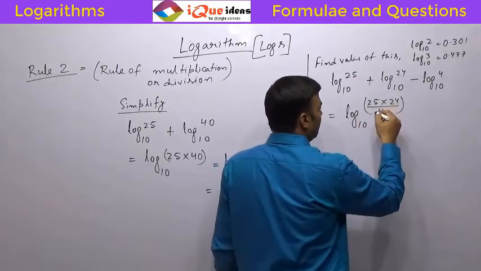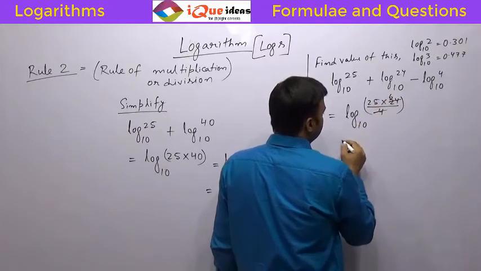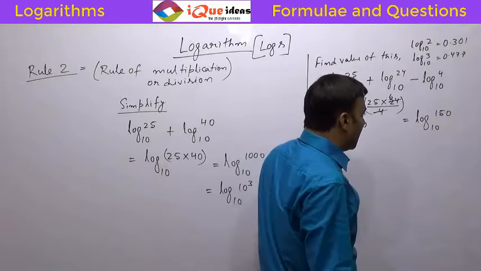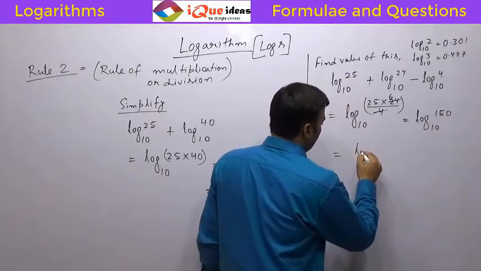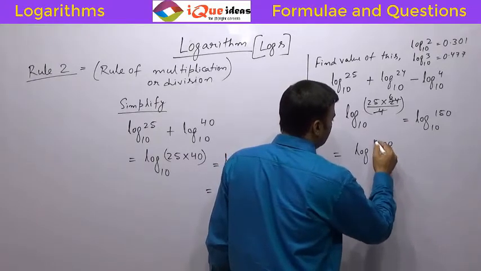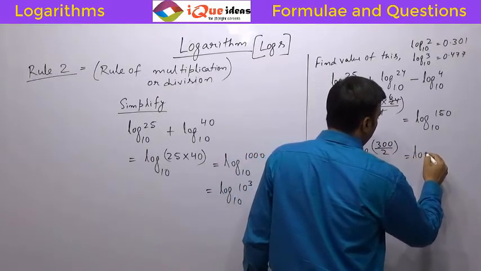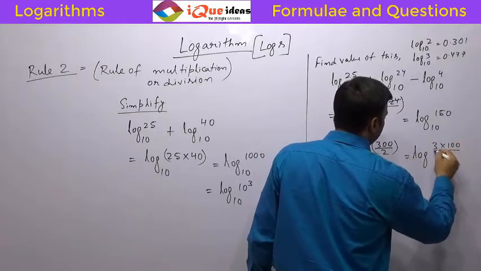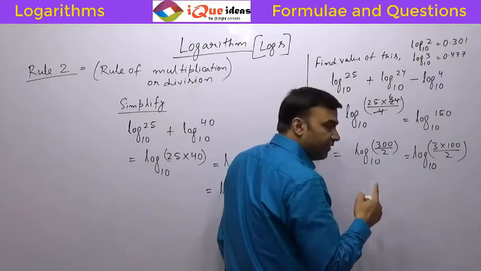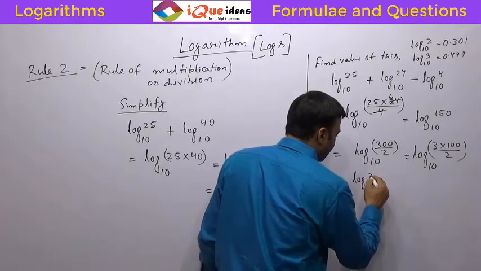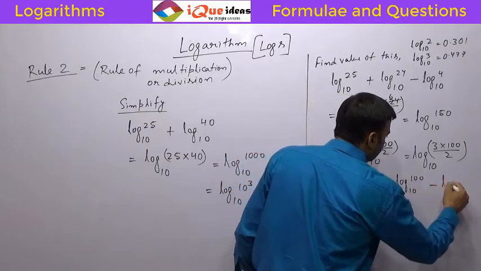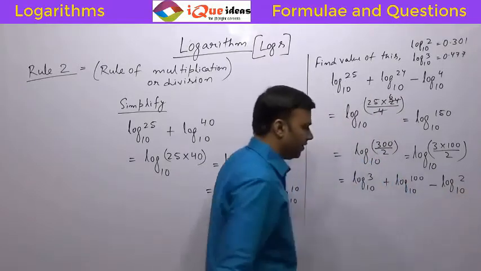Now 4 cancels 24 6 times. So we have 25 into 6. So that becomes log of 150 to the base 10. Now 150 can be written as 300 by 2. So it is log of 3 into 100 divided by 2 to the base 10. Now if you separate them, we will have log 3 to the base 10 plus log 100 to the base 10 minus log 2 to the base 10. This is what we are going to get.